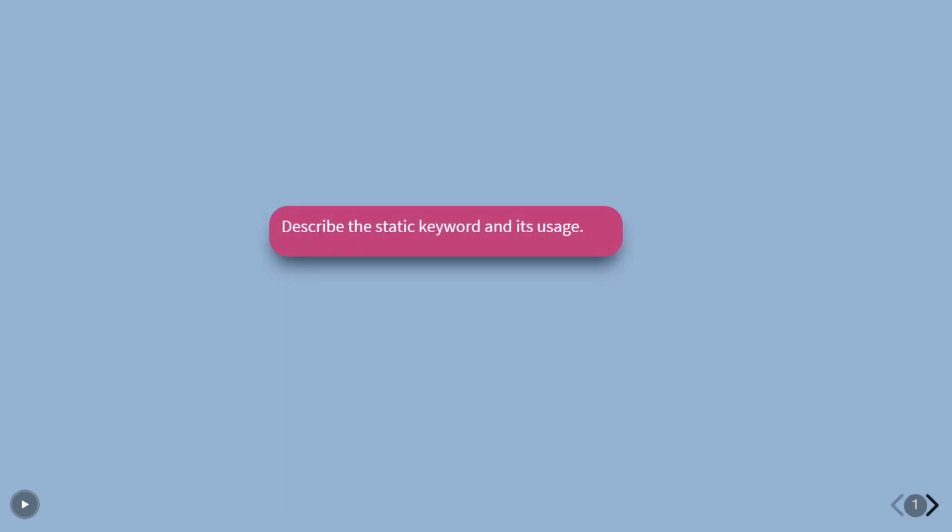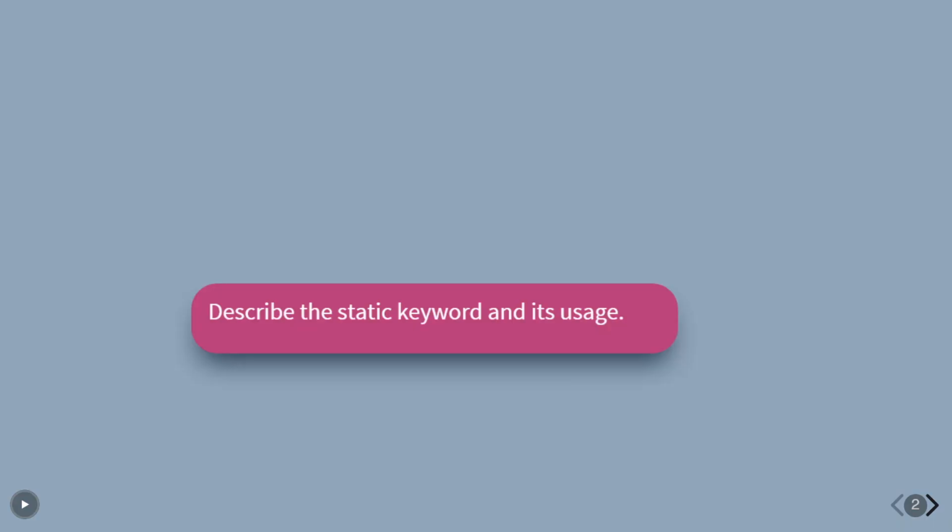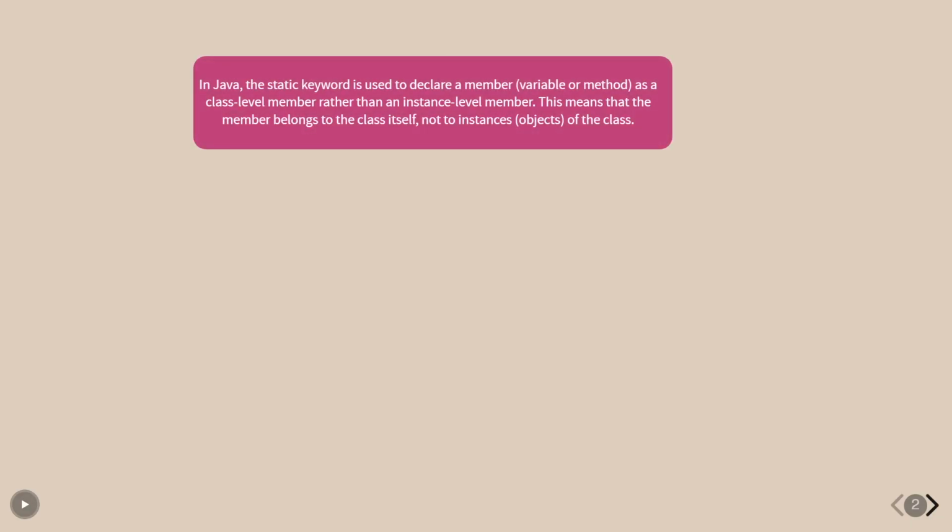Describe the static keyword and its usage. In Java, the static keyword is used to declare a member, variable or method, as a class-level member rather than an instance-level member. This means that the member belongs to the class itself, not to instances, objects, of the class. Next section has the primary usages of the static keyword.